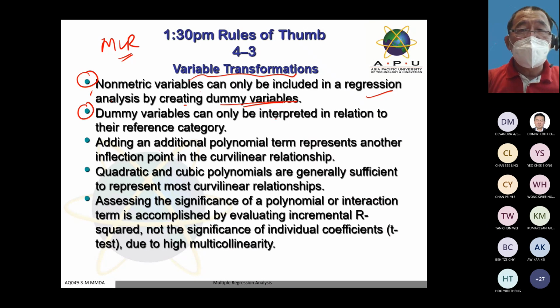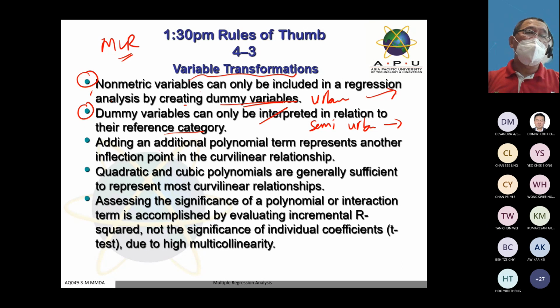Dummy variables can only be interpreted in relation to their reference category. Let's say the variable just now, urban or semi-urban. Urban got its own equation, semi-urban got another equation. Therefore, when you do the interpretation, you must mention that this is about the urban respondent, or maybe the period where there is no COVID. The next part is not going to be covered, but I just mention it like that.